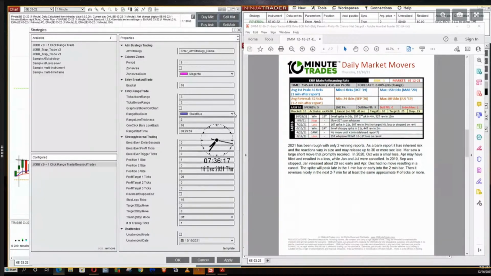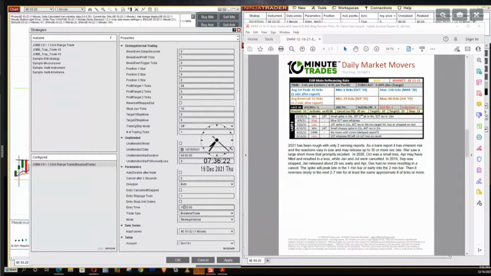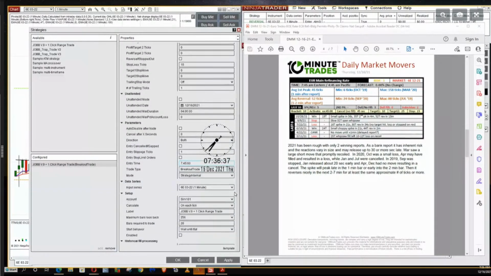So we've got a stop of 15, and then our entry time is 7:45. This is a standard breakout. Now you cannot take the reversal trade until this trade is over. So your main focus is the breakout, not the reversal. So this is the breakout trade.